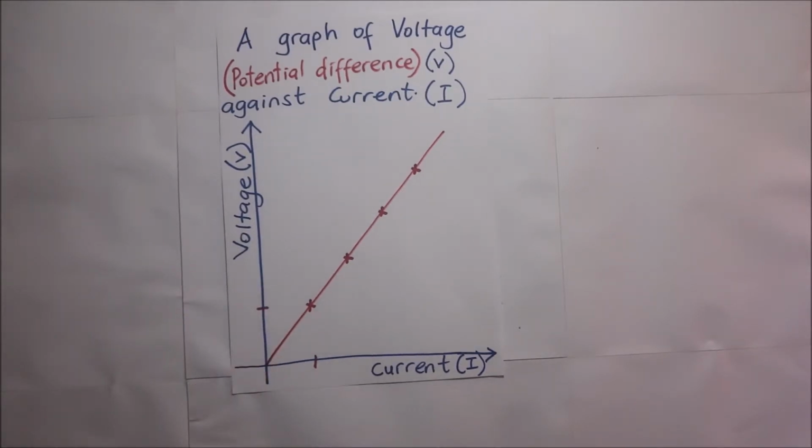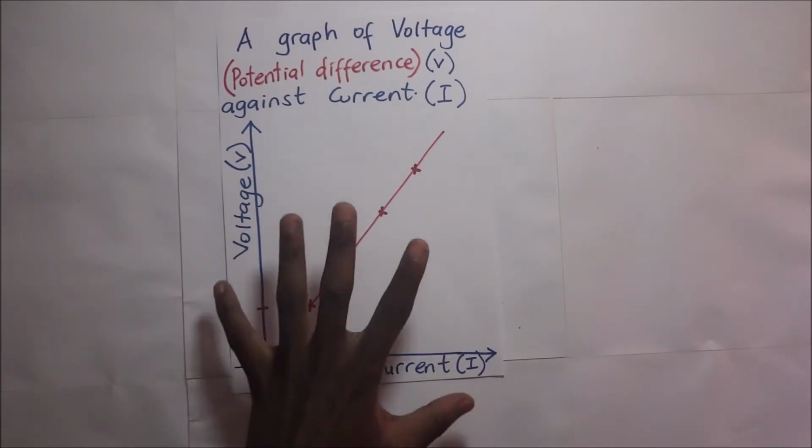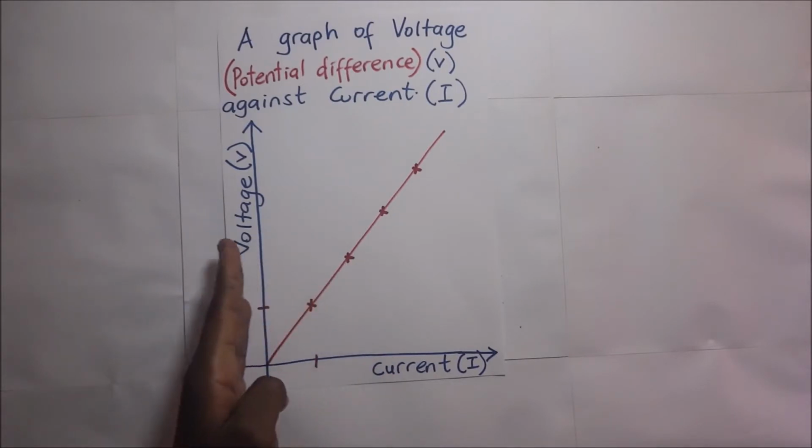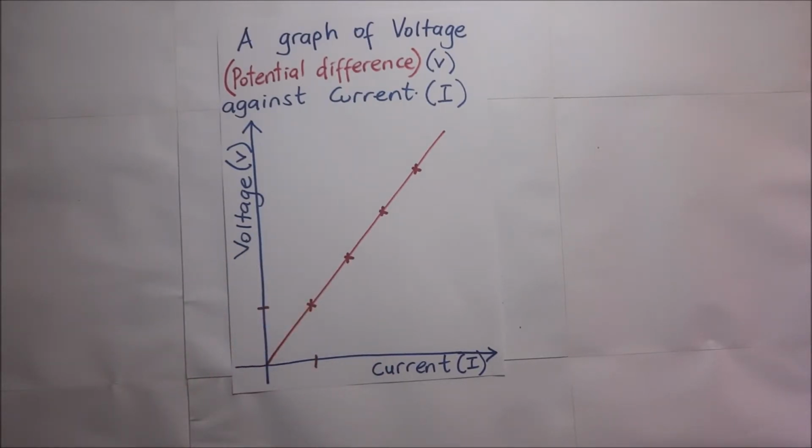So this brings us to Ohm's law. Ohm simply stated and concluded after that experiment that the current through a metallic conductor is always directly proportional to the voltage, or to the potential difference across the ends, provided temperature and other physical conditions are held constant.